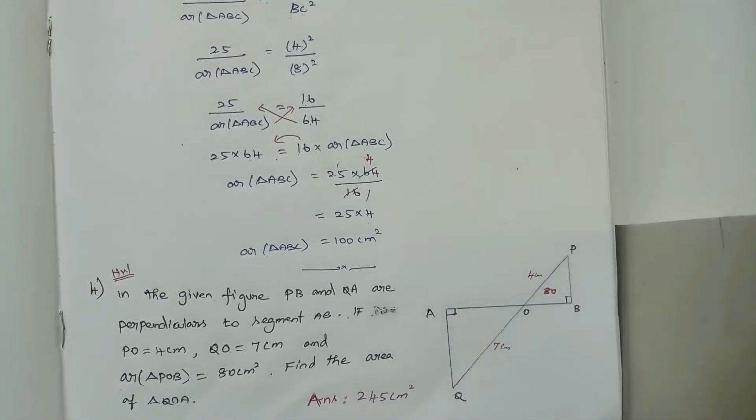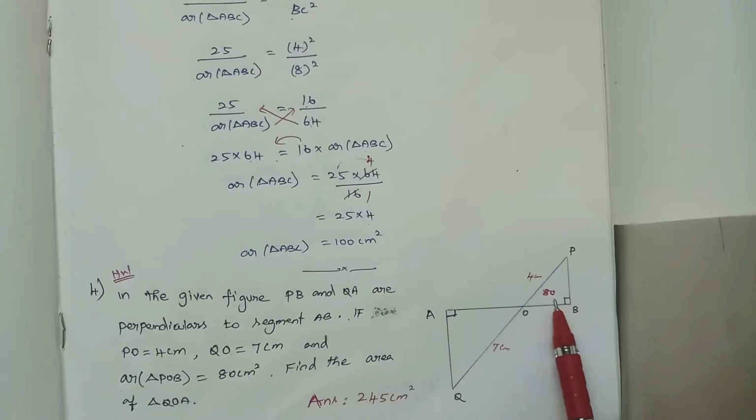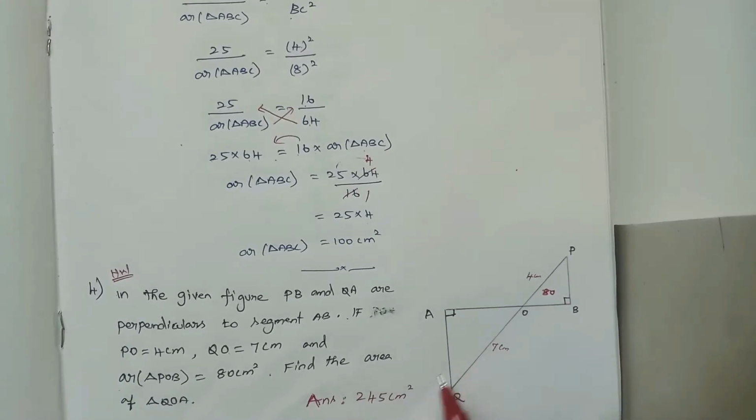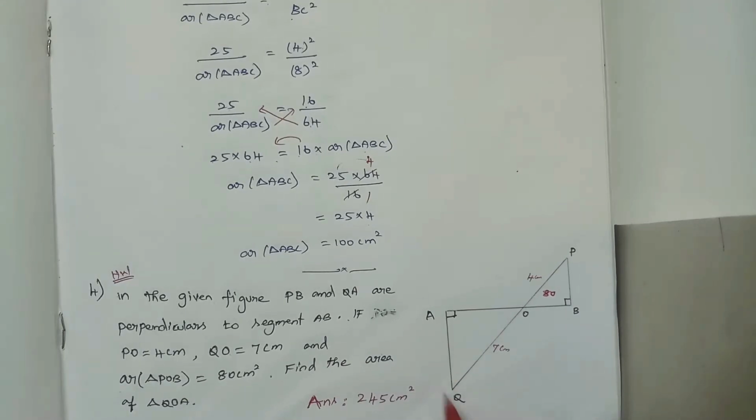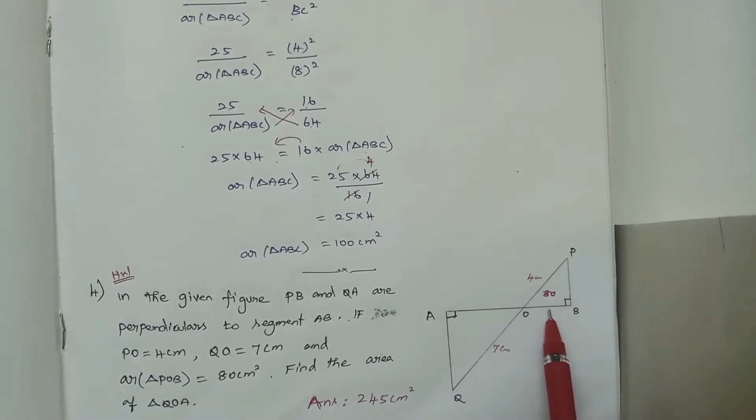So we are going to apply the area ratio theorem statement, but for that, what is the condition? These two triangles should be similar. If not, first we want to prove that these two triangles are similar. How? In the right triangles AQO and BPO, angle A is equal to angle B, each 90 degrees. One more angle needs to be equal, then only we can say these two triangles are similar by AA similarity.